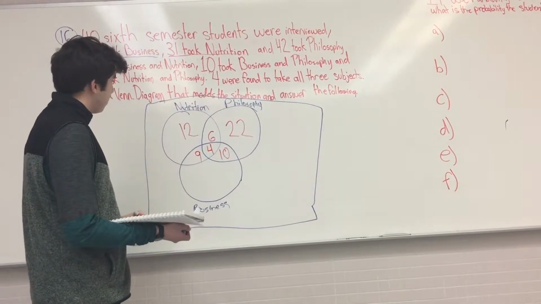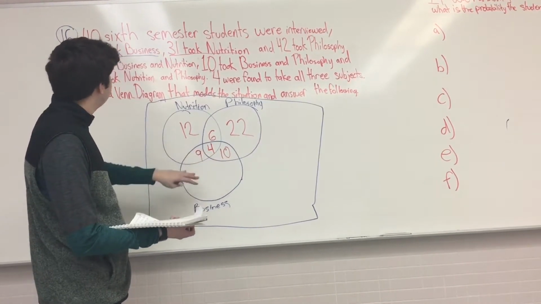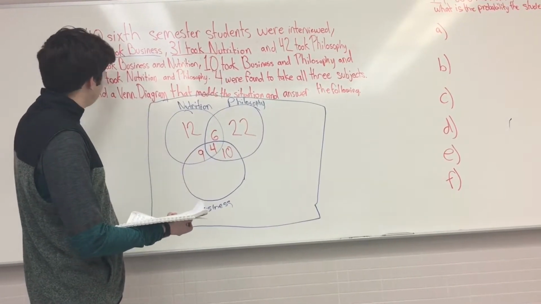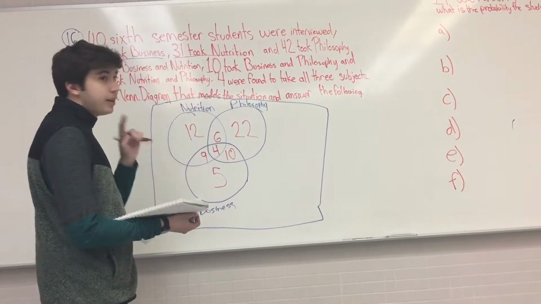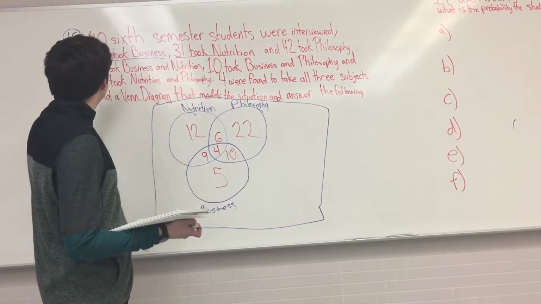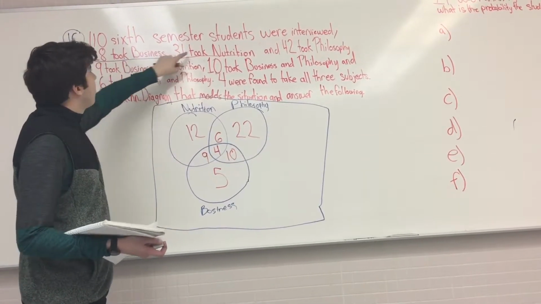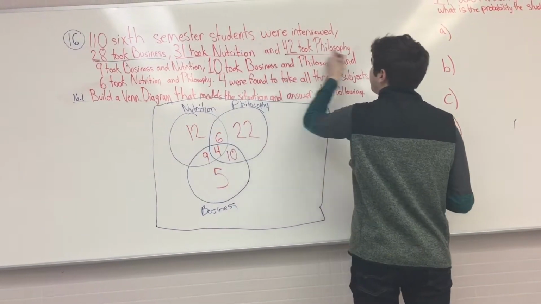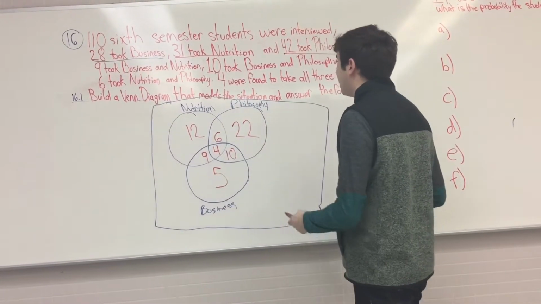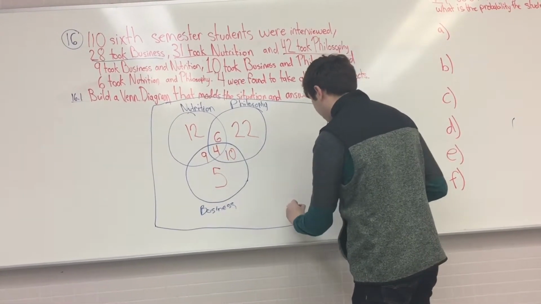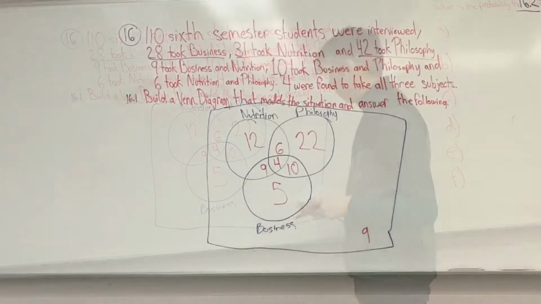And here we know also that with these 3 numbers, same. You subtract the total of business, which is 28, minus these 3 numbers, which will give you 5. Okay? And we are not done yet because the total must be 110. If we sum the 3 subjects, 28 plus 31 plus 42, you're going to miss 9 more students, which will be the students that don't take any of these 3 subjects. So there are 9 students who take neither business, nutrition nor philosophy.